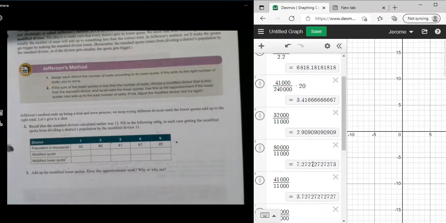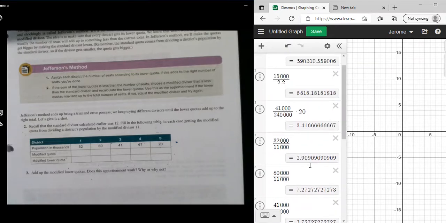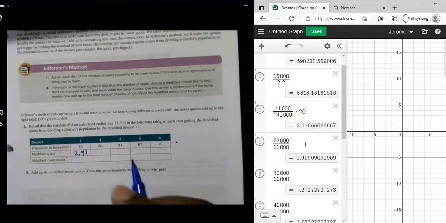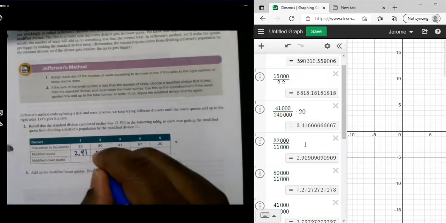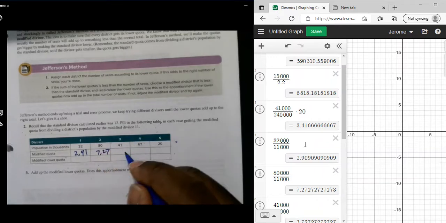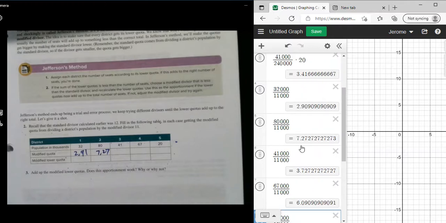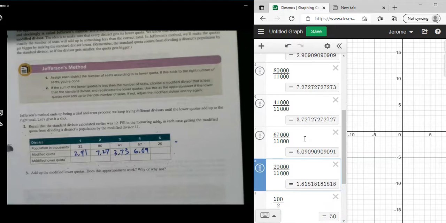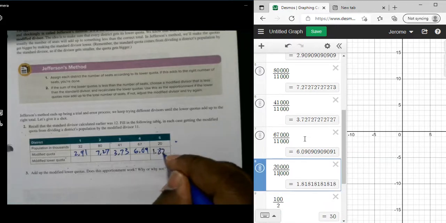Now, we go back here. So District 1 would be 2.91. District 2 would be 7.27. District 3 would be 3.73. District 4 would be 6.09. And finally, District 5 will be 1.82.